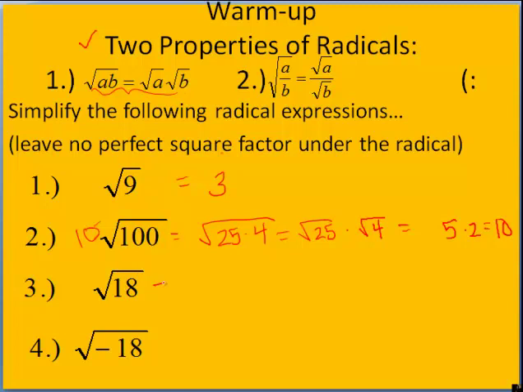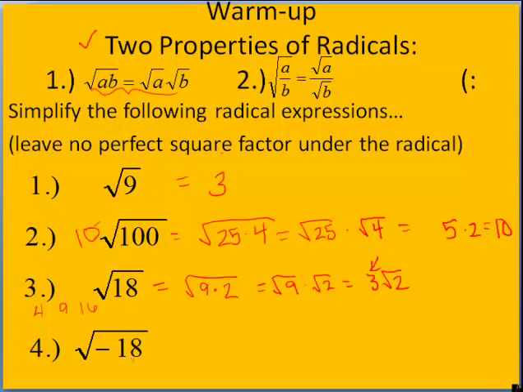Alright, so for this one I'm going to do the same type of route. Leave no perfect square factor underneath the radical. So here I would go through that list of perfect squares, such as 4, 9, 16. I'm going to stop because 9 is a factor of 18, so I'm going to rewrite this as 9 times 2. Haven't changed anything, right? Because 9 times 2 is equal to 18. But now I can use that property that I just did above, and I would get 3 square root 2. Leave no perfect square factor underneath the radical, and I did not. I pulled it out of there.